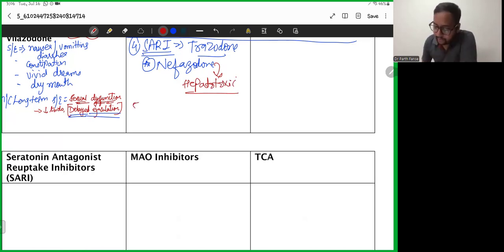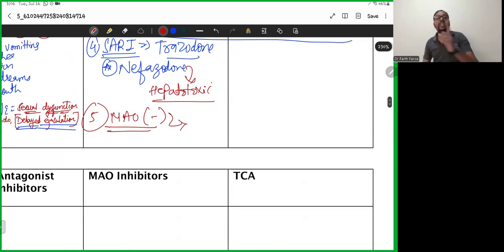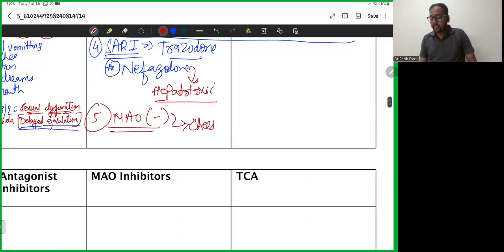The fifth group we need to remember is MAO inhibitors. Now, what is the cheese reaction? You know it very well, you studied it in pharmacology. Whenever a person is on MAO inhibitors and is having red wine, which is especially rich in tyramine, the person can suffer from a cheese reaction. So this we have to remember from pharmacology.